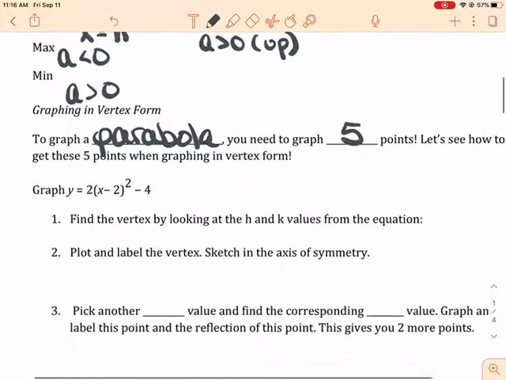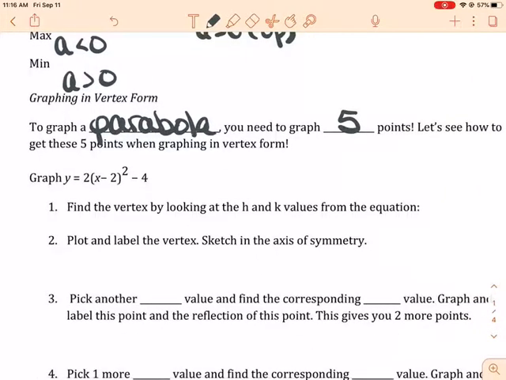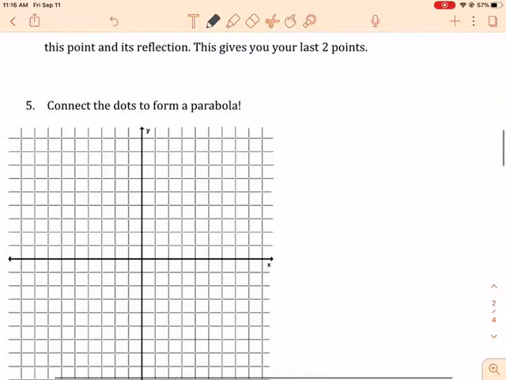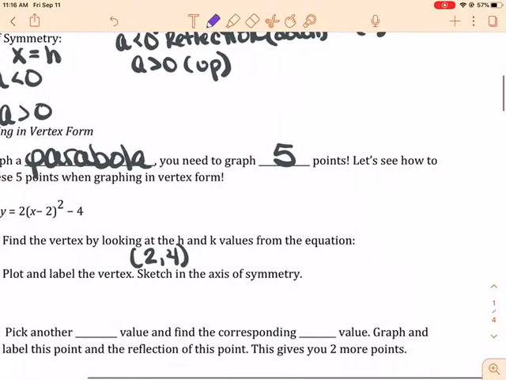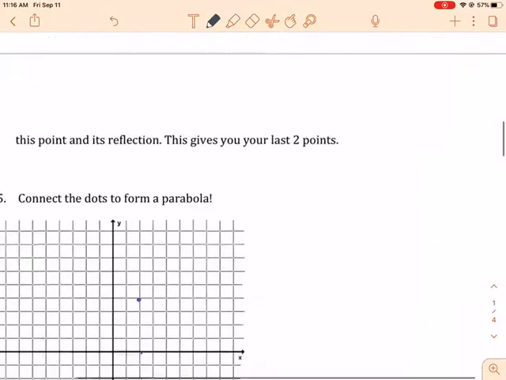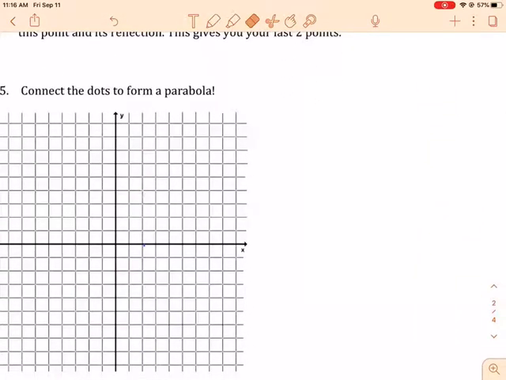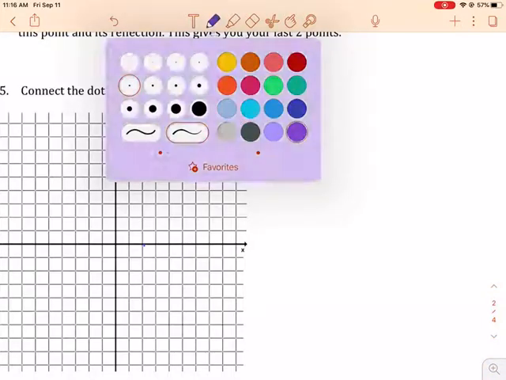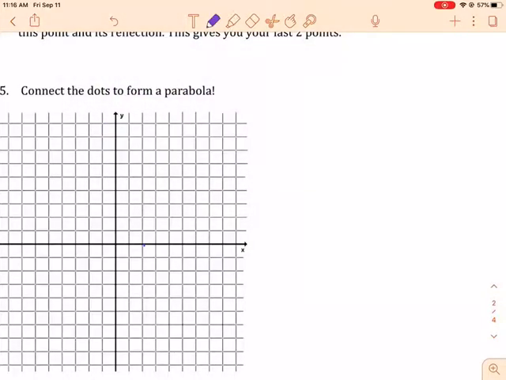So here's our example: y equals 2 times the quantity x minus 2, quantity squared, minus 4. We're going to find the vertex, so that's the h and k. This is going to be (2, negative 4). So I'm going to graph that. Over 2, up 4. Oh, wait, am I supposed to go down 4? Yes. Duh. This is negative. Sorry about that. So this is negative 4. Here we are. There's our vertex. I'm going to give it a little v.